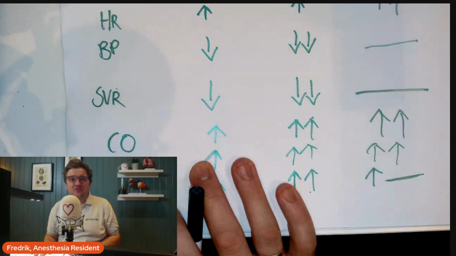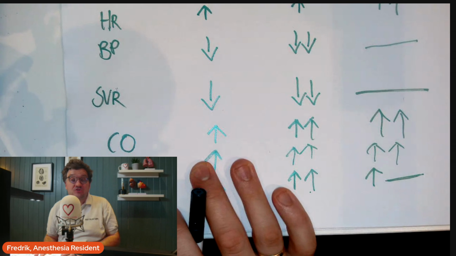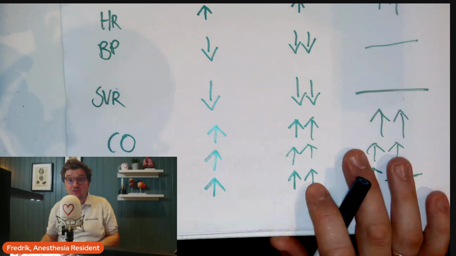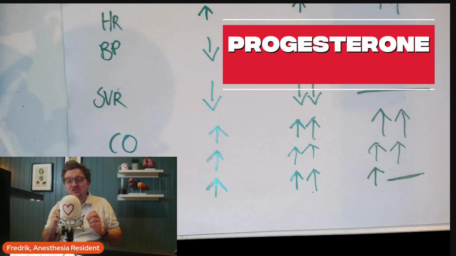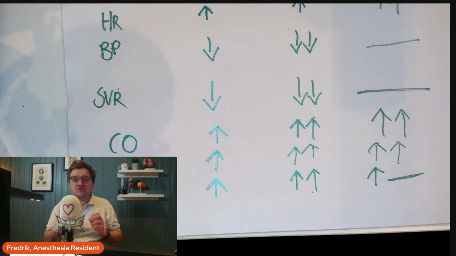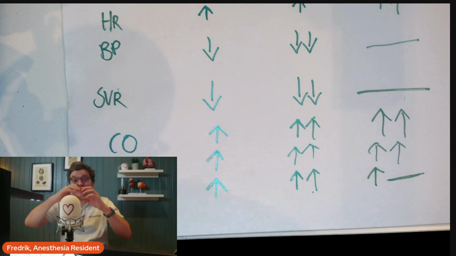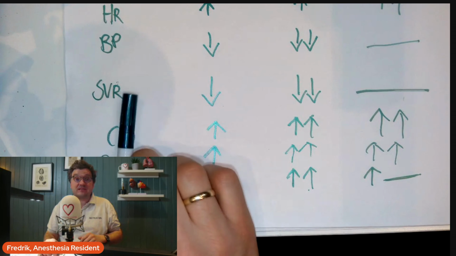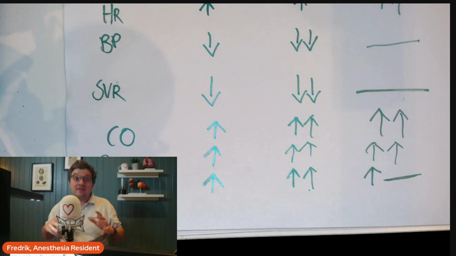The reason for many of these physiological circulatory changes is, of course, hormones. For example, progesterone leads to smooth muscle relaxation, and when the smooth muscles of the blood vessels relax, the systemic vascular resistance decreases. Now we're going to look at some of the respiratory changes.